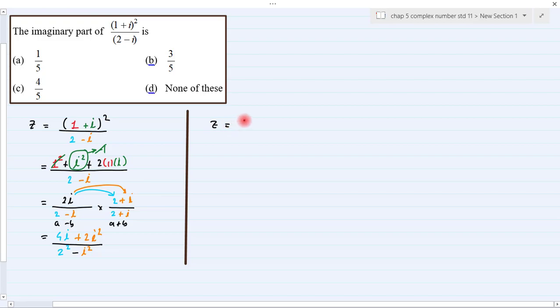So, our complex number can be simplified as 4i, then this 2i square will become minus 2, upon 2 square, which will become 4, and i square, which will become minus 1. So, here we will get 4 plus 1, or we can say 5. So, your complex number is minus 2 by 5 plus 4 by 5 of i. But as you remember, you have to find the imaginary part of that, which is 4 by 5, given in option C. Ta-da!